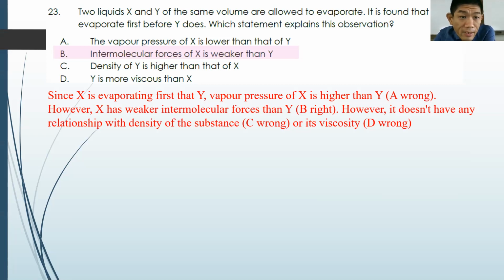Okay, and last but not least, Y is more viscous than X. Viscosity means the flow of the liquid. So supposedly if you have greater intermolecular forces, it is more viscous, that means it flows less smoothly than X. So therefore, D is also wrong. Okay, so therefore for 23, the best answer in here is B.